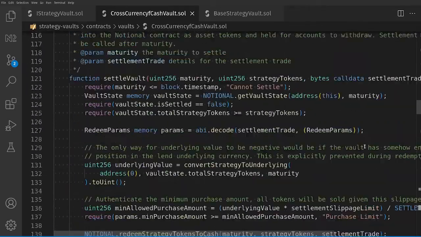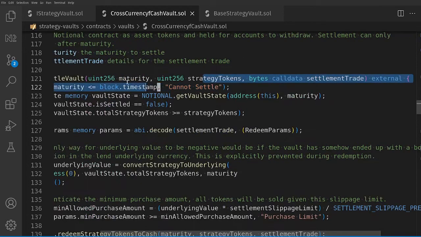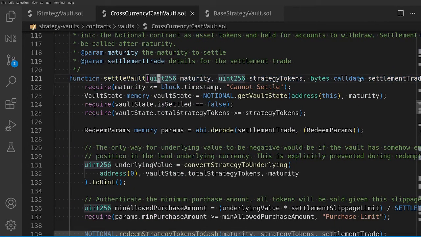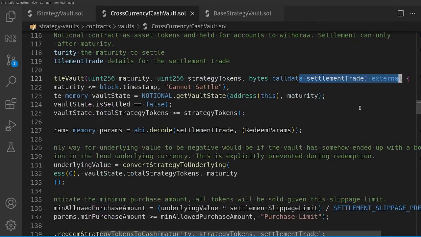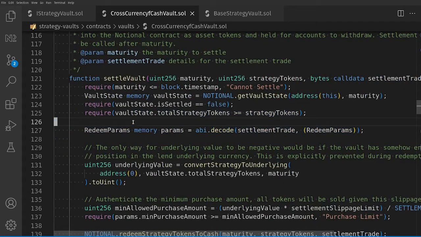So to take a look at settlement a little bit more, that method that we just saw, post maturity redemption, will be initiated via a call to this method, settle vault. So settle vault, there's no authentication on this. Generally, with settlement, similar to liquidation, we strive to make settlement as trustless as possible, so anyone can call these methods. Now, settle vault, there's no incentive for calling it.